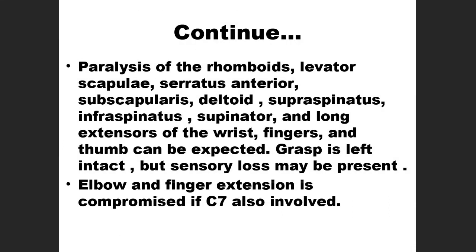Paralysis of the rhomboids, levator scapulae, serratus anterior, subscapularis, deltoid, supraspinatus, infraspinatus, and long extensors of the wrist, fingers, and thumb can be expected. So all these muscles will be paralyzed. Only grasp will be remaining. Elbow and finger extension is compromised if C7 also is involved.